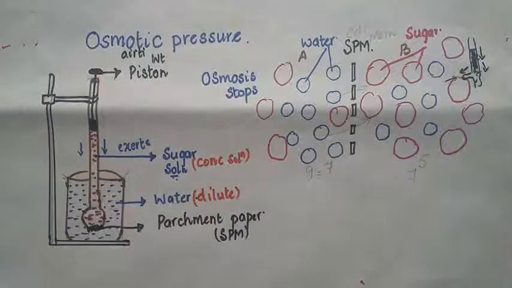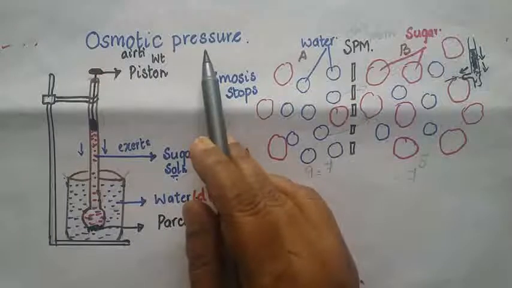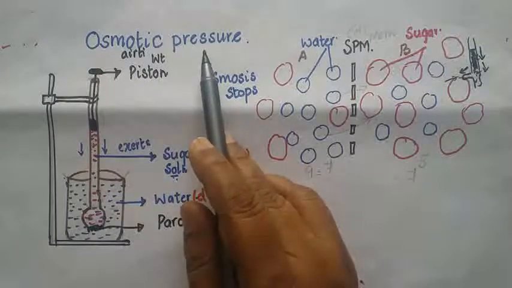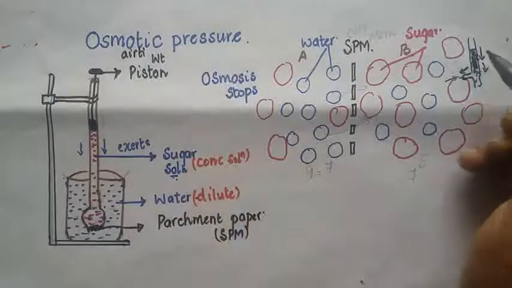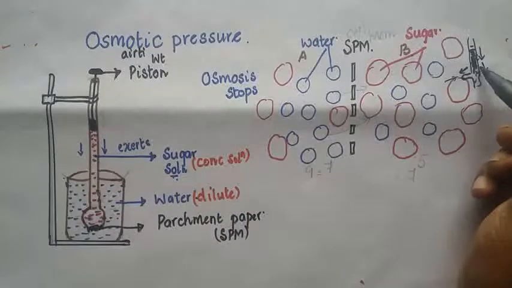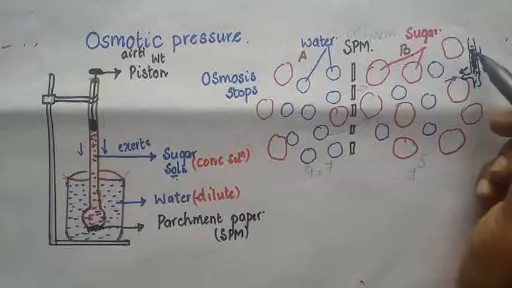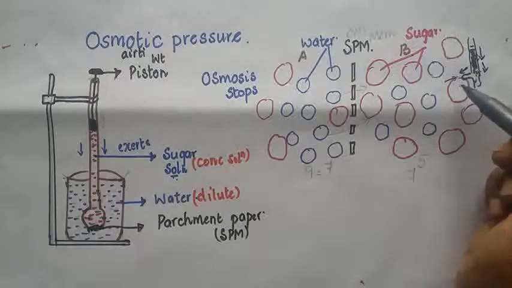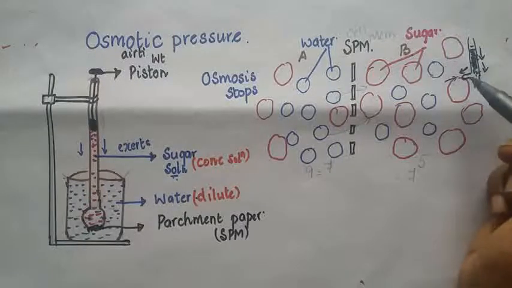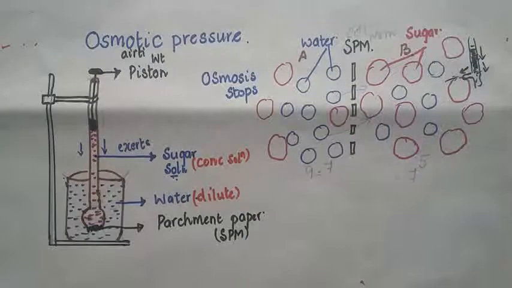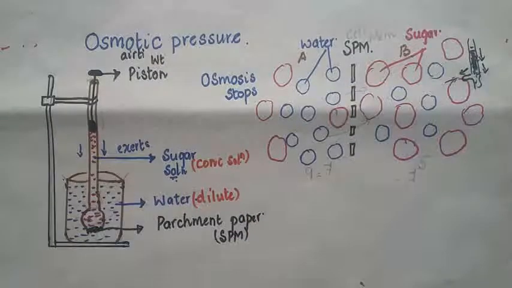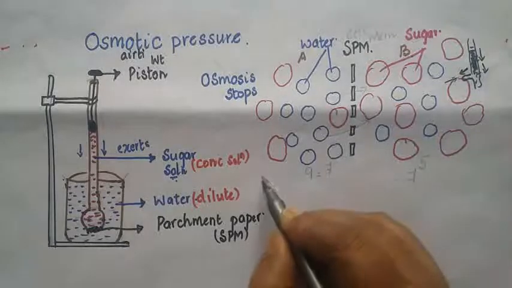What do we call it? Osmotic pressure, right? So in simple words, the weight developed in the column of the xylem tissue prevents the osmosis. That is what we call osmotic pressure. So how do we define the word osmotic pressure? Okay, so let us start.